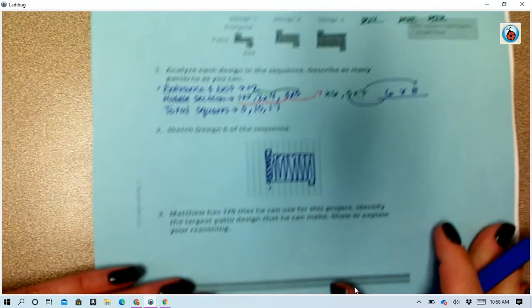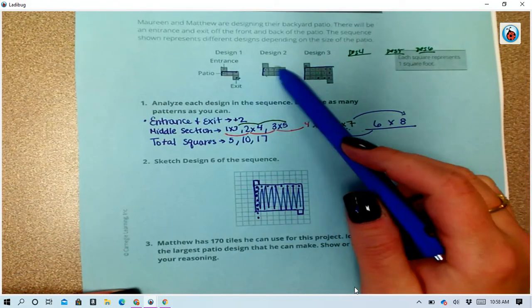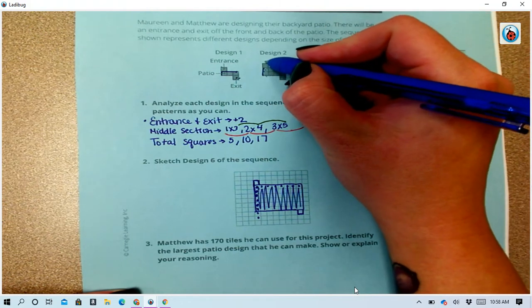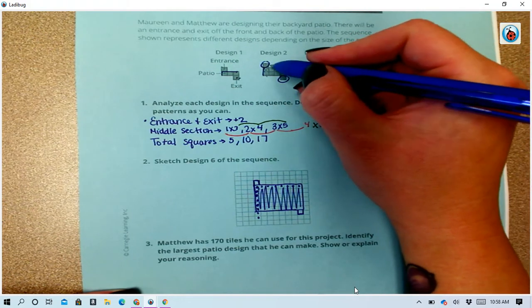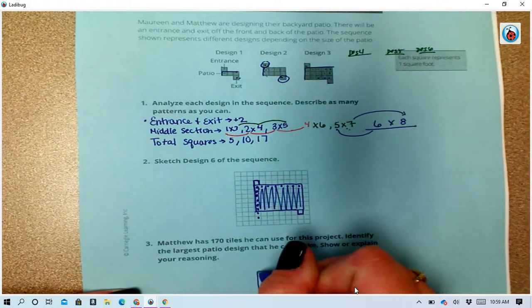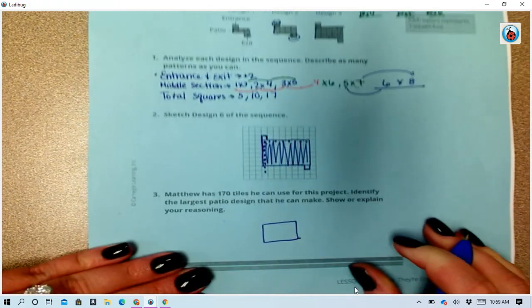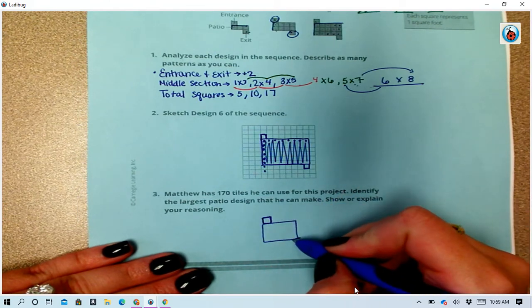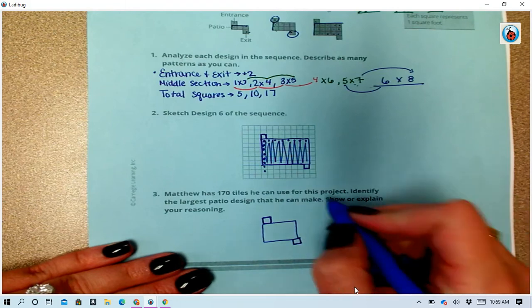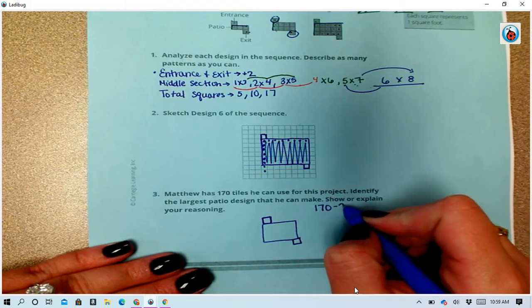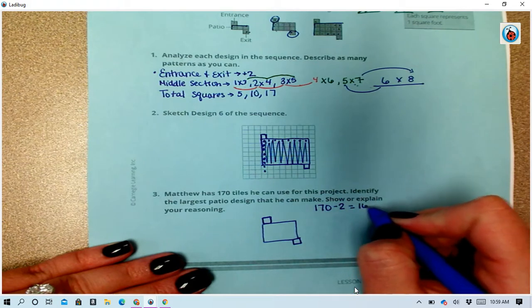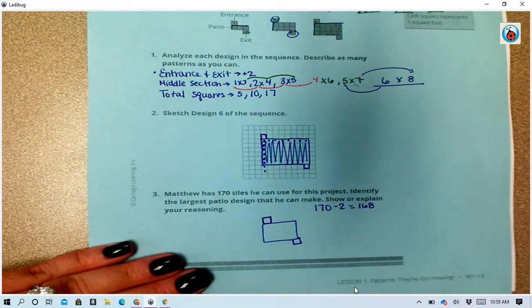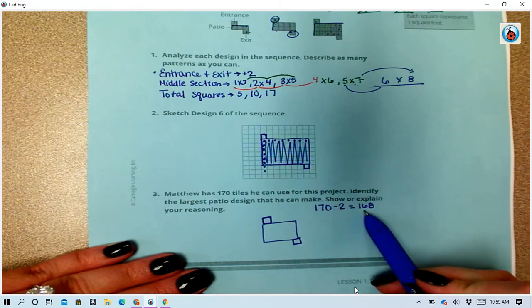Okay, so like I noticed before, it didn't matter how big the design got, there was always that entrance and that exit. So I knew that however big this middle section was going to be, I needed 1 tile for the entrance and 1 tile for the exit. So I just took 170 and I subtracted 2 from it because that would be the number of tiles I could use for the middle.